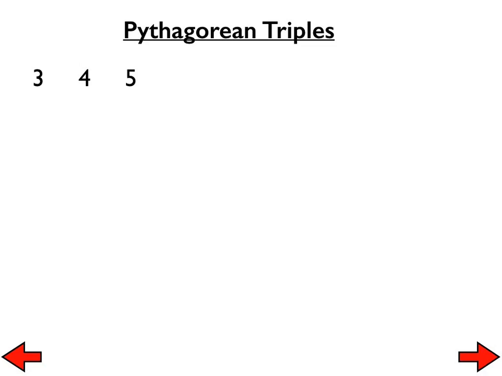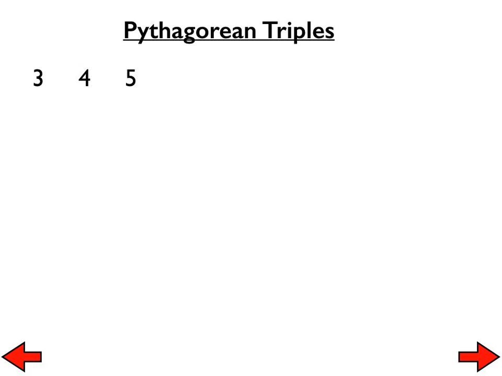Before we get to that, there are some special right triangles that involve numbers that we sometimes call Pythagorean triples. And if I were you, up at the top of this side of your notes, I'd write some of these down. So 3, 4, 5, one of the most common right triangles. Okay? 3, 4, 5. So that makes a right triangle. 3 squared plus 4 squared equals 5 squared.